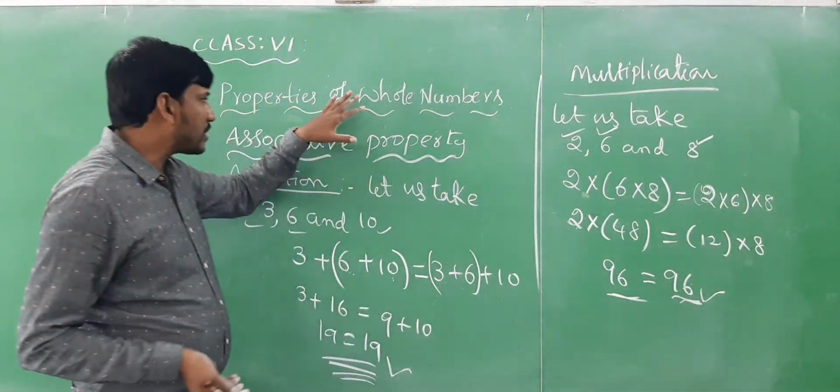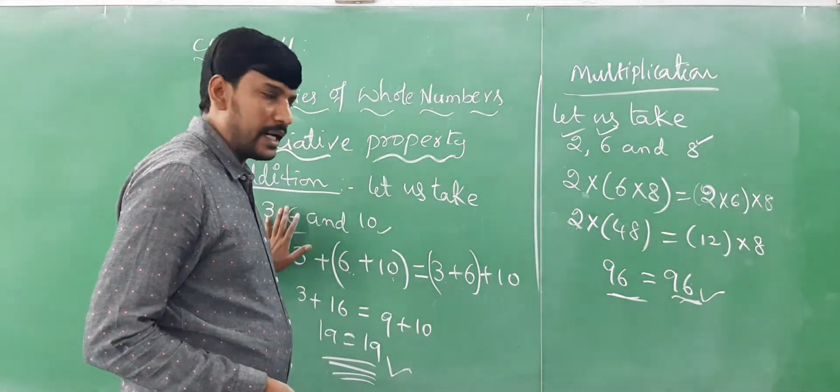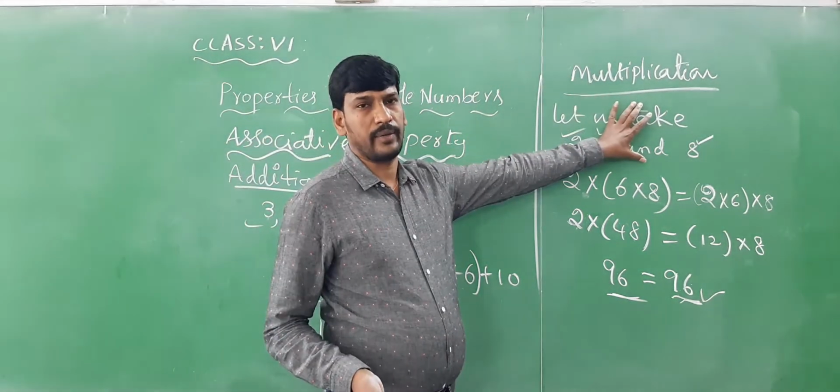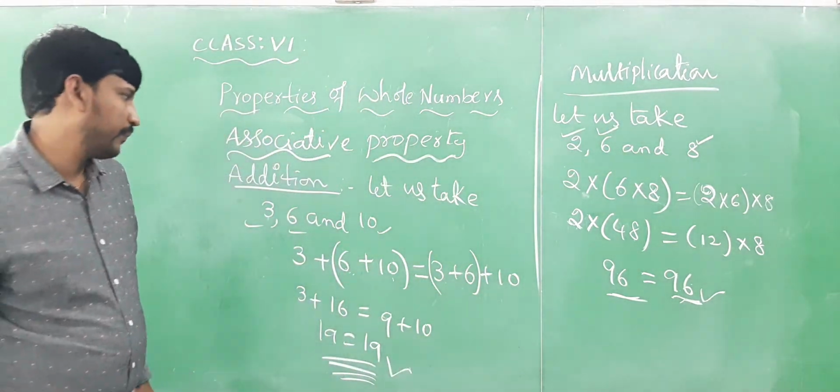Right? So what is the statement here? Whole numbers satisfy the associative property under addition as well as under multiplication. Now let us come to subtraction as well as division.